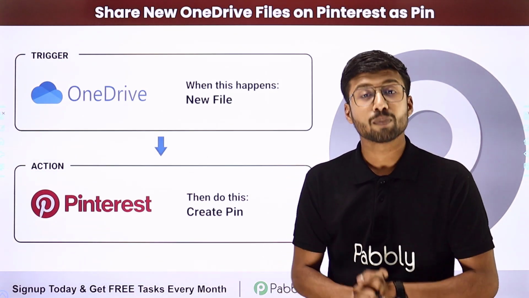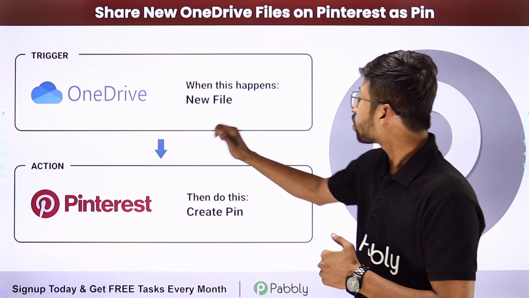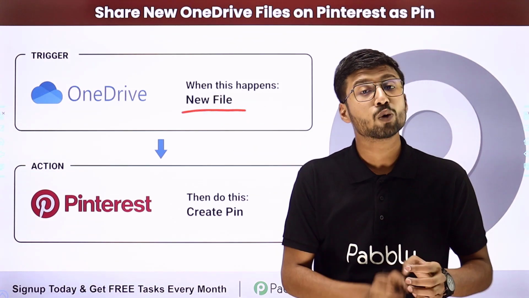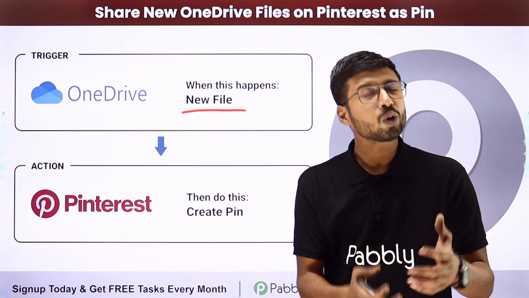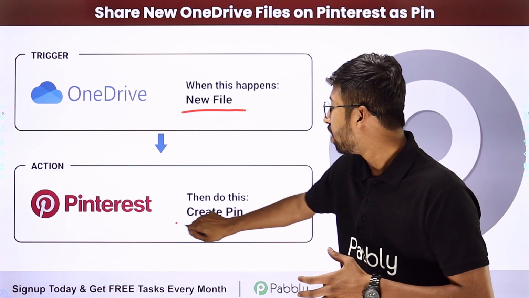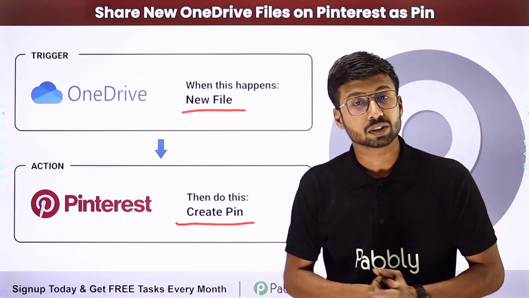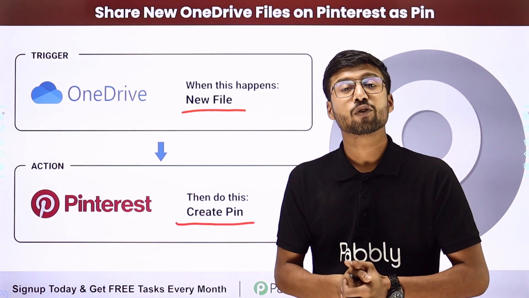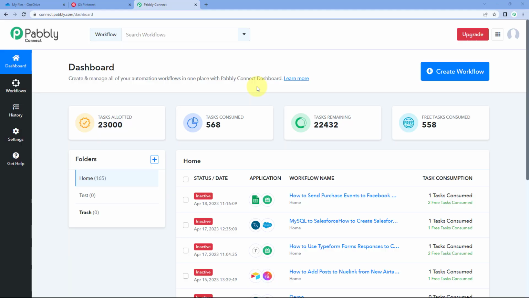Yes, this is possible with Pabbly Connect automation. So in this automation, whenever a new file, a new image, is uploaded into a specific folder in our OneDrive account, automatically the same image will be added or created as a new pin in Pinterest. If you want to learn how to set up this automation, just come with me to my screen. So as you can see, here we are on Pabbly Connect's dashboard.